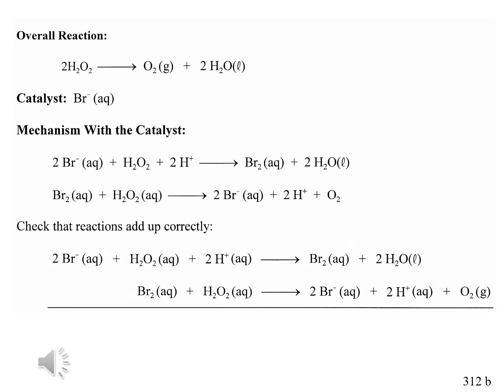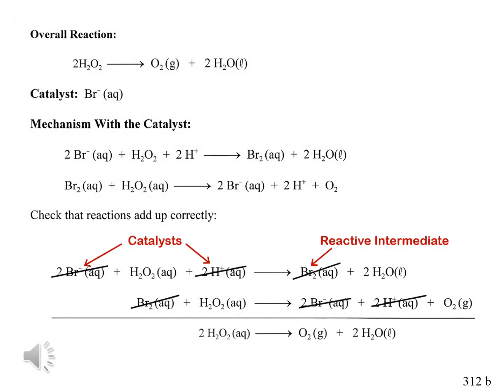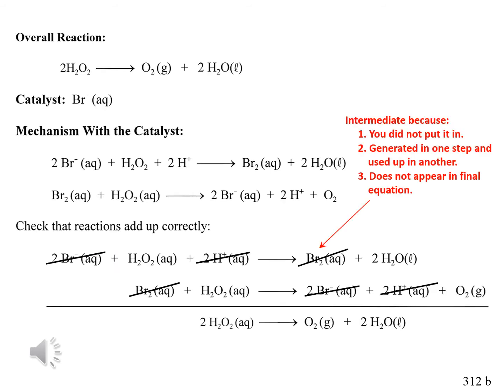The next thing that we want to do then is determine whether these two steps add up to the overall reaction. I showed in this slide that the two steps do add up, and there are actually three of the things that cross out, but only one of them is a reactive intermediate. The other two are catalysts, and the next slides will explain that. The reason the Br2 is an intermediate is that you did not put it in, and it gets generated in one step and used up in the other, so it's not in the final products.